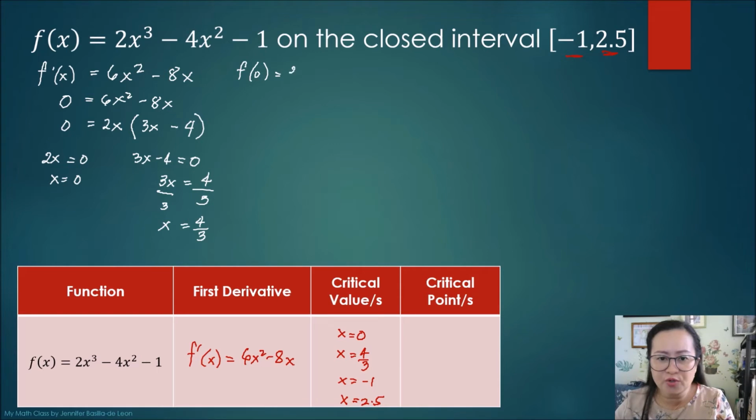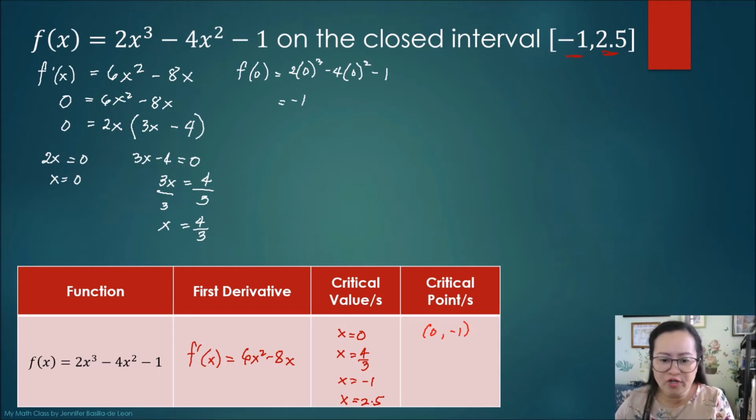So for 0, we will have 2 times 0 raised to the third power, minus 4 times 0 raised to the second power, minus 1. Then we have -1. So the critical point is (0, -1).